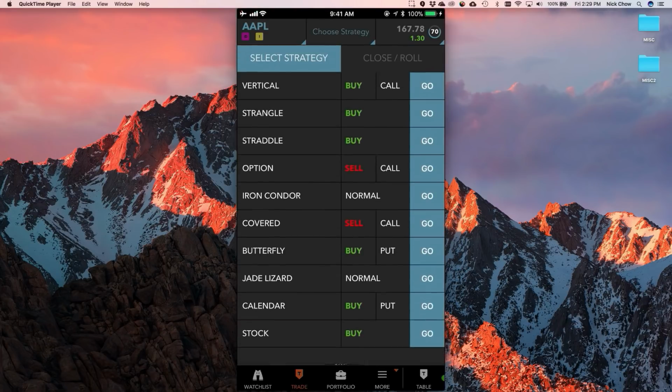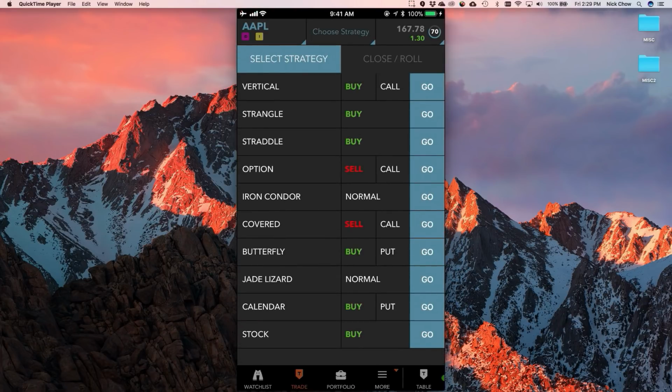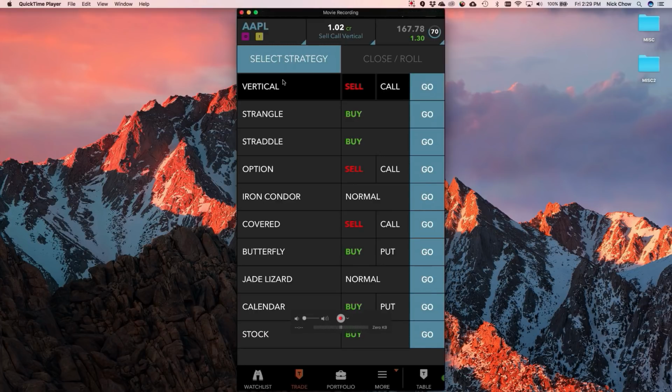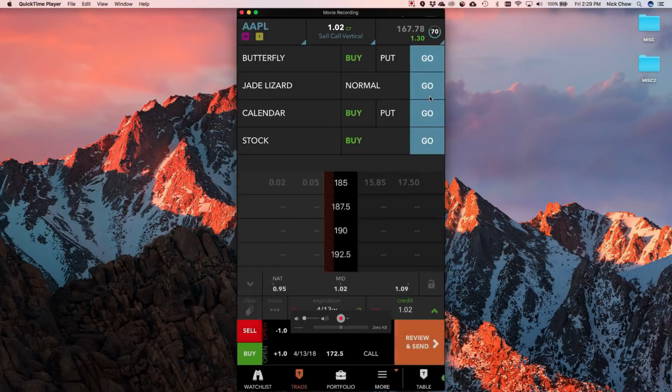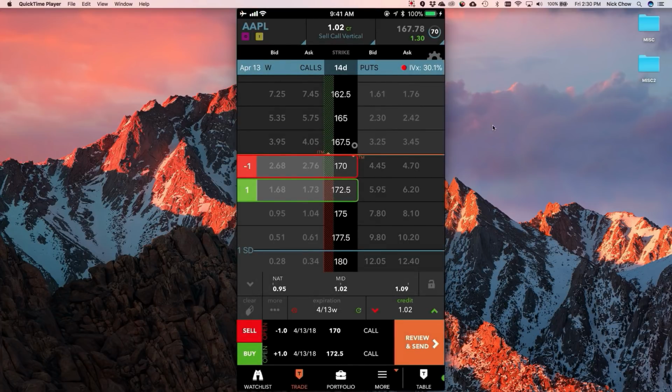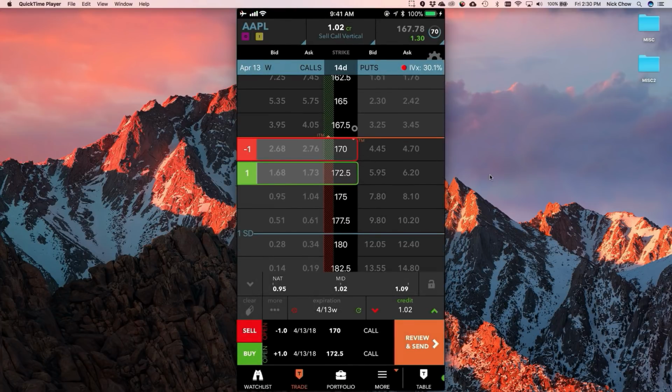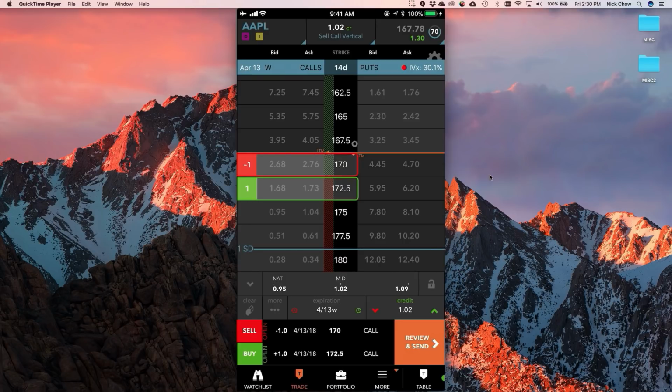The nice thing about tastyworks is, let's say typically I sell short a vertical spread. So let's just do a vertical call spread. I'll hit go here, and then it gives me the two legs. And the nice thing about that is, if you don't like the amount of money that you're getting for it, you can just drag and move it around, or you don't have to even select that.